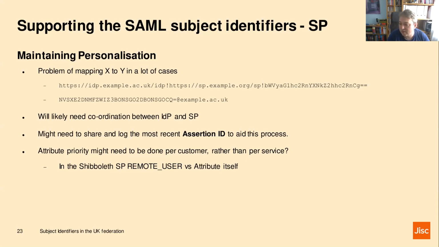Now, attribute priority. You've seen that in the Shib SP config that I showed earlier, the remote user attribute. That's done at a service provider level, but it might need to be done per customer, because different customers might now have different priorities that they need. So that's something to consider. In the Shib SP, the remote user might not be the best attribute to be using. So if you're only supporting that, you might want to start using the attributes themselves and then taking that logic somewhere else, into an application or something like that that deals with it.